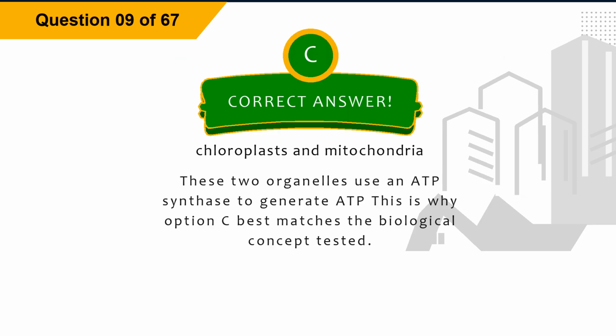The correct answer is option C, chloroplasts and mitochondria. Explanation. These two organelles use an ATP synthase to generate ATP. This is why option C best matches the biological concept tested. Question 10.